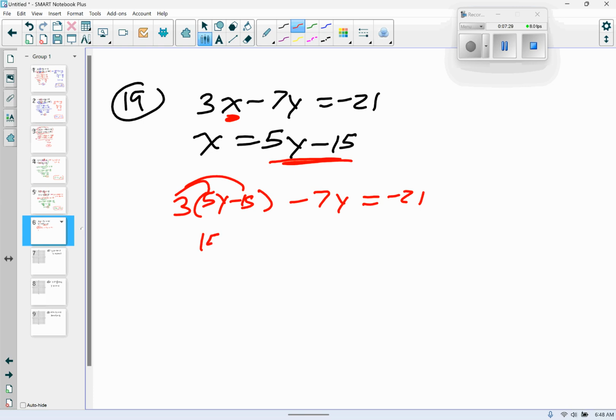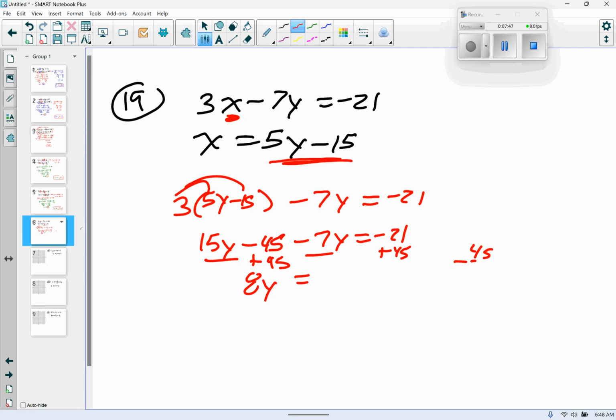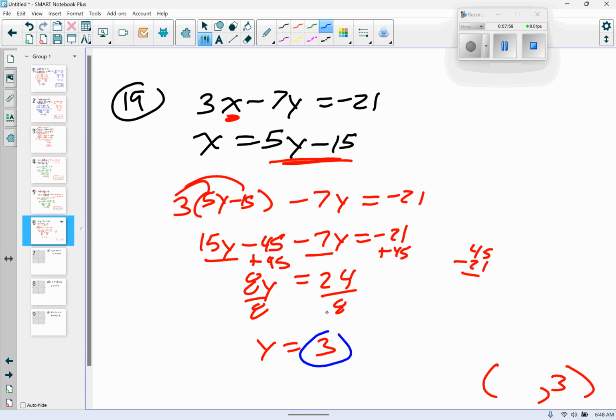Distribute the 3 over the parentheses. Combine these together and add 45 to both sides. So that's going to give me 45 minus 21 is 24. Divide both sides by 8. So you find that y is equal to 3. So I'm going to take this y value and plug it into y here or here. I'm going to plug it into the bottom one. So 5 times 3 is 15. 15 minus 15 is 0. Okay, so we get 0, 3.